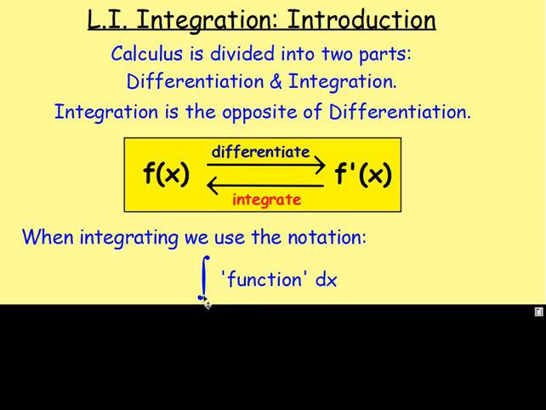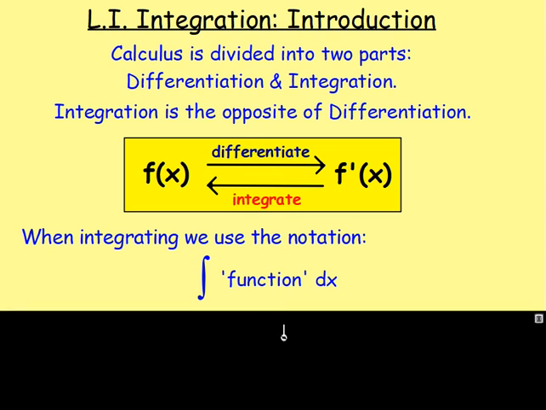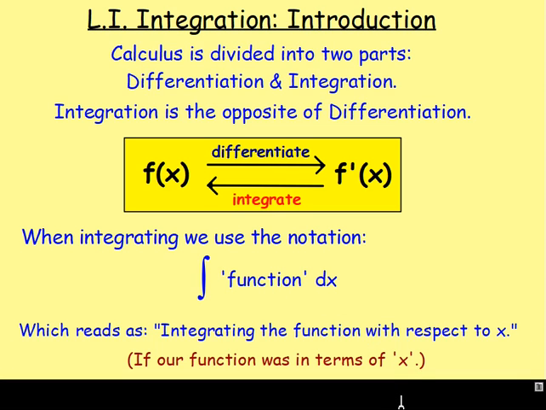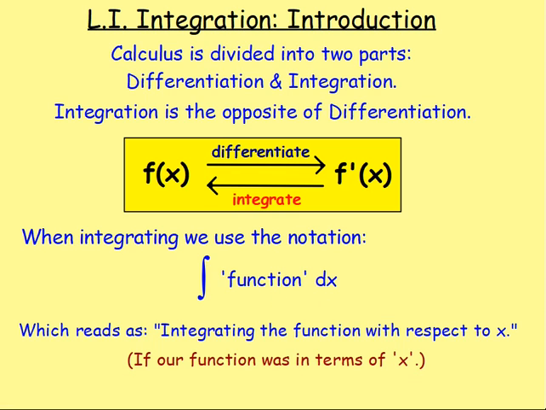So we've got this sign here. This is your integral sign. It means you are integrating. You'd be integrating your function, and dx means with respect to x. So your function will be written in terms of x. The way you read that is you're integrating the function with respect to x. And as I just said, that would be if your function was in terms of x. If your function was in terms of m, you'd have dm. If your function was in terms of t, you'd have dt.